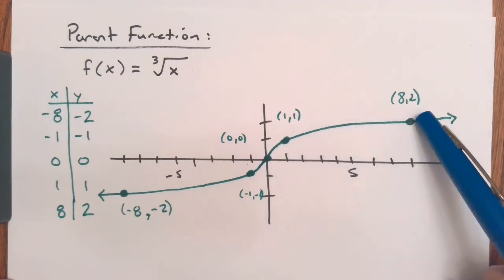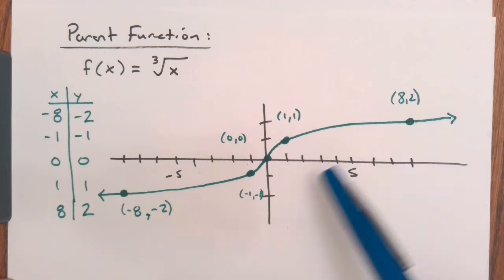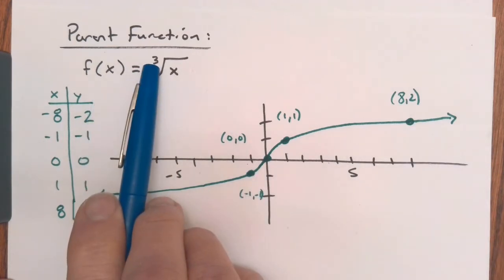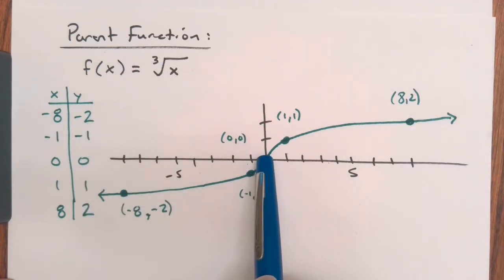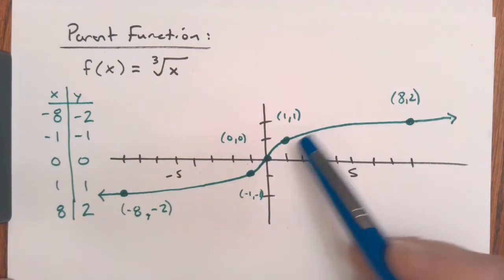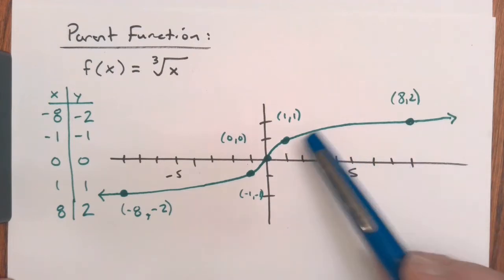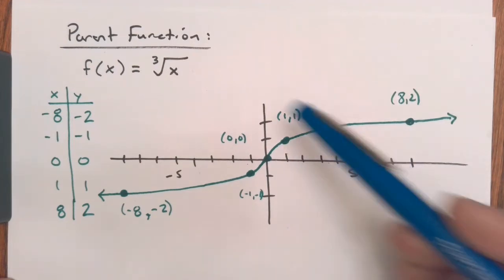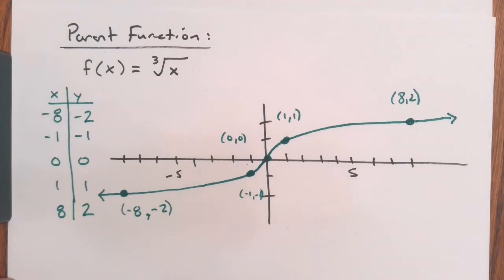This top part here kind of looks like the square root graph, but because it has an odd index, we can plug in negative x values, so we do have the other half of it, whereas the square root graph only has this top part. So those are the points that we're going to focus on as far as our parent function goes.